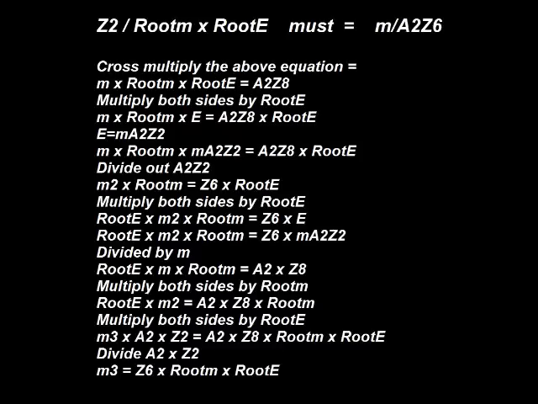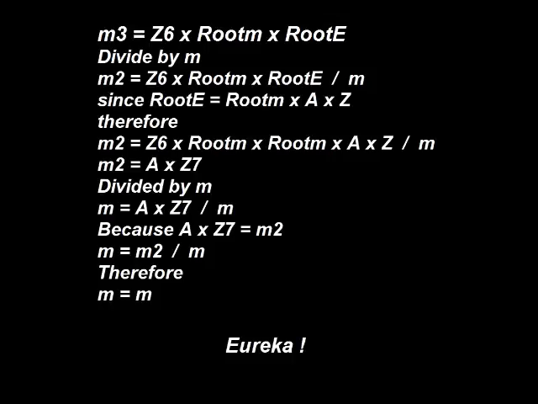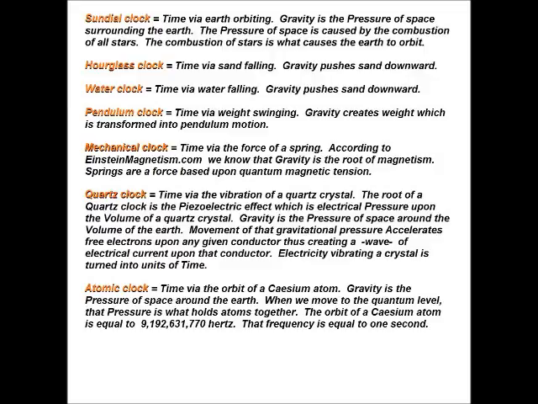And you can follow the simple algebraic steps. Continuing with the simple algebra, we finally end up with m equals m. This is exactly the same as saying z squared over root m root e is equal to m over a squared z to the sixth. Our declaration that time is equal to a clock accelerating against the density of the ether is absolutely true. We have just proven how time is rooted in density.